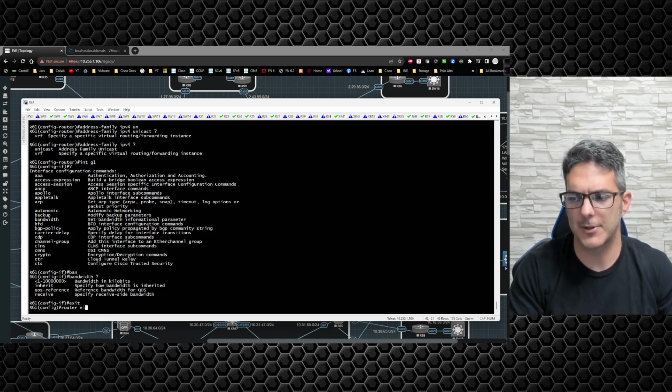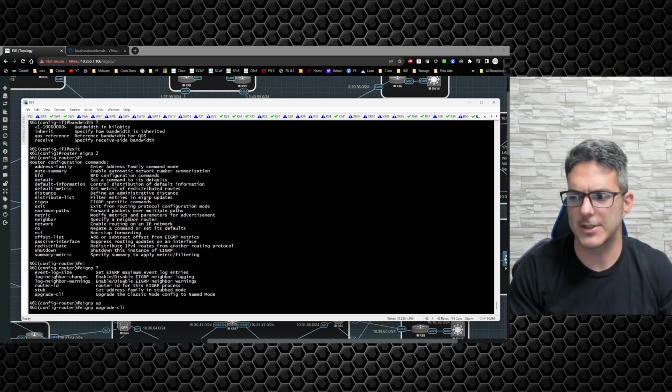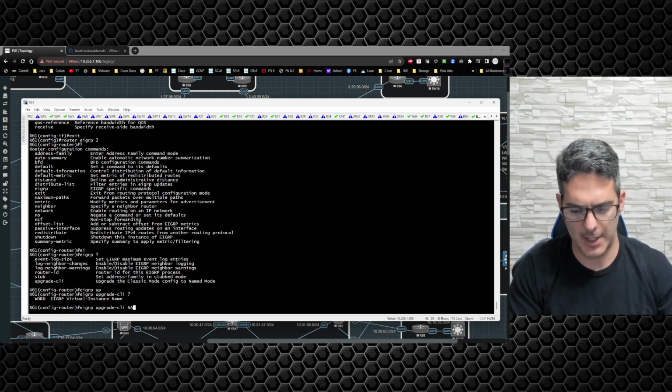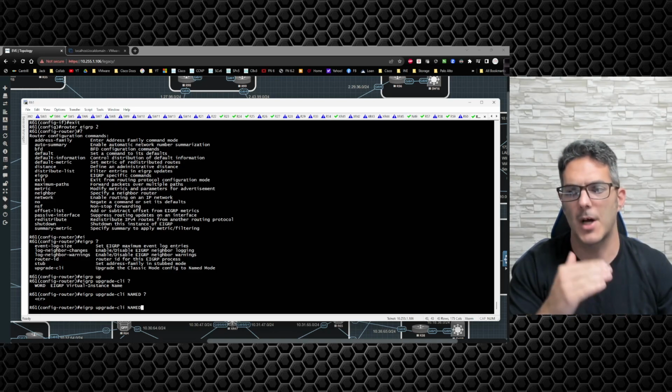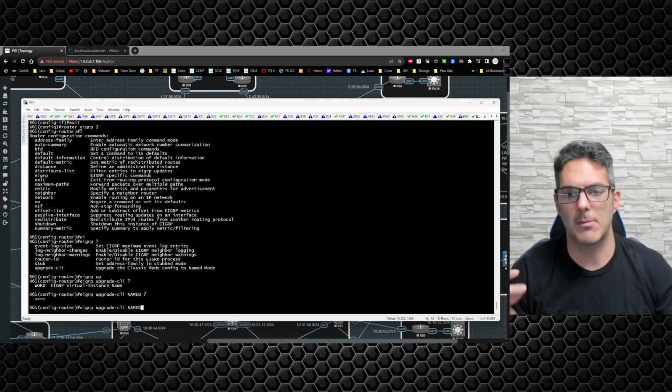You can go to router EIGRP 2, and there's an EIGRP upgrade CLI command, and then you would give it a name, like named, for example. This is a one-way upgrade. You can upgrade from non-named to named, and if you do this, it would automatically upgrade your configuration for you.